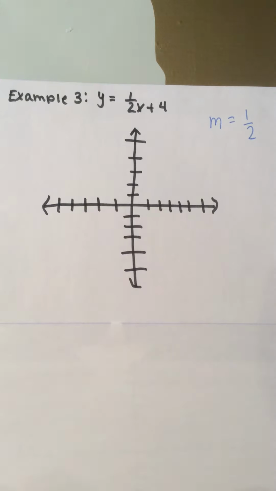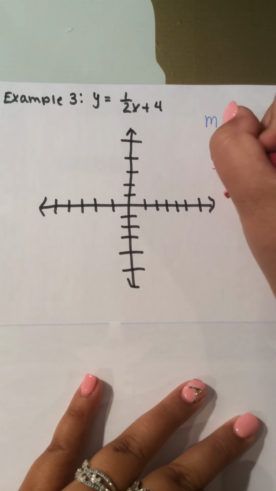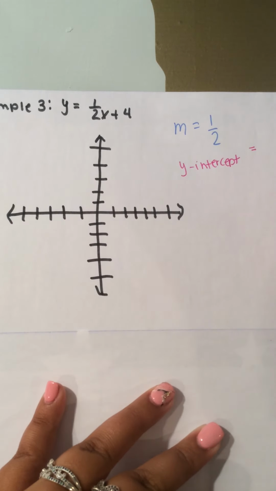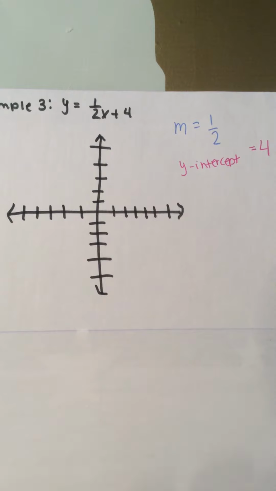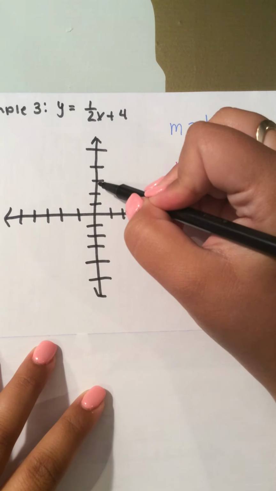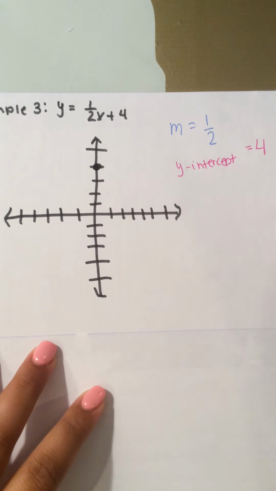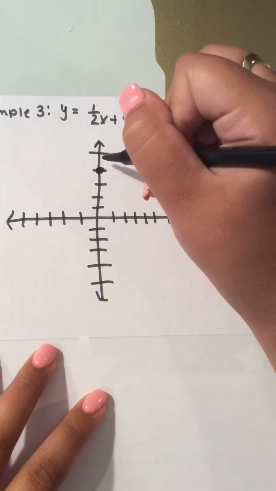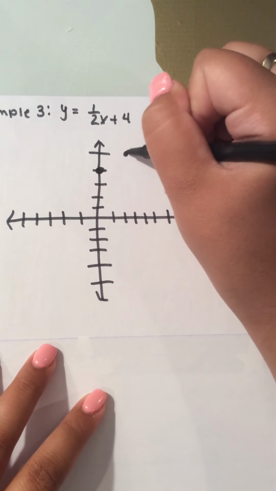And then my y-intercept is 4. So I always start with the y-intercept. That's a great indicator. So I'm going to go up 4. So 1, 2, 3, 4, plot. Okay. Now my slope is 1/2, so I'm going to go up 1 over 1, 2.